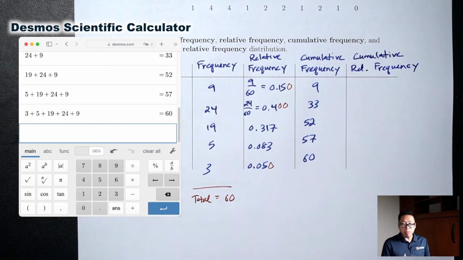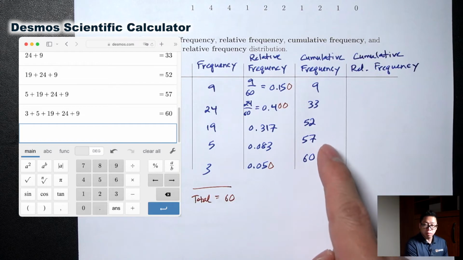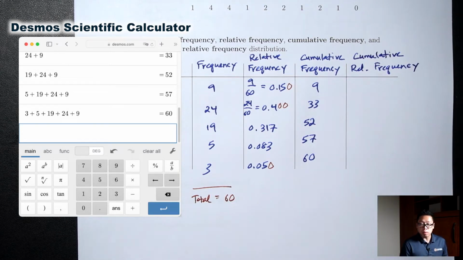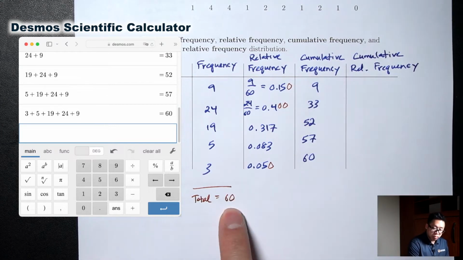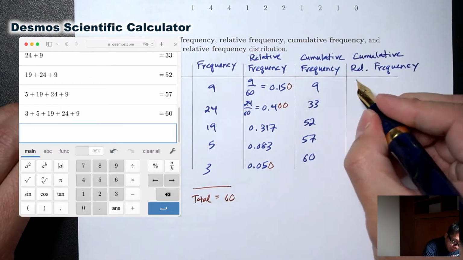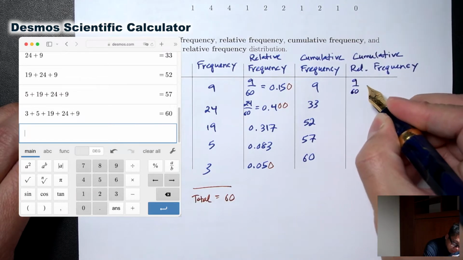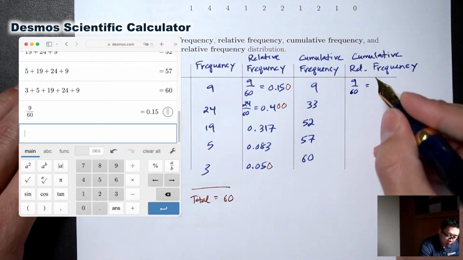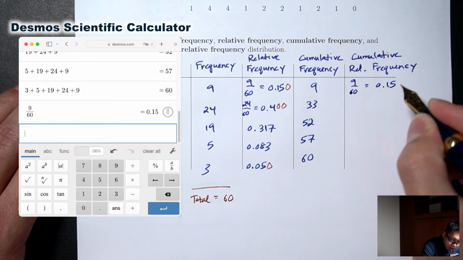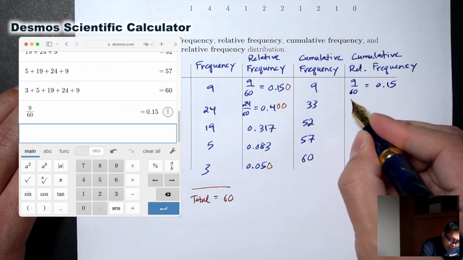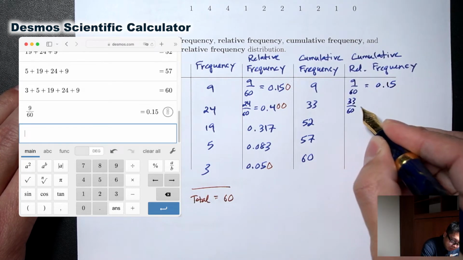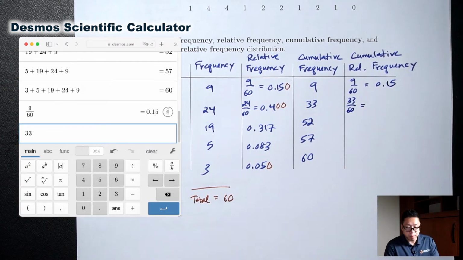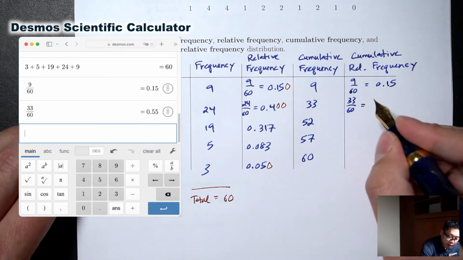And anytime you see the word relative frequency, you're basically converting to a percent. So we're going to take all these cumulative frequencies and divide it by the total number of households or people in the sample. So 9 divided by the total, 9 divided by 60, 0.15. 33 divided by 60, 0.55.